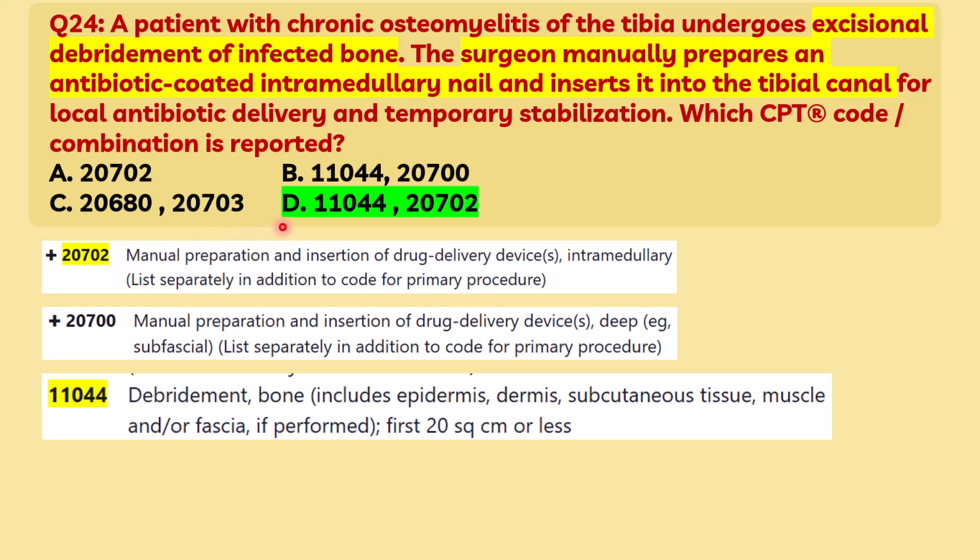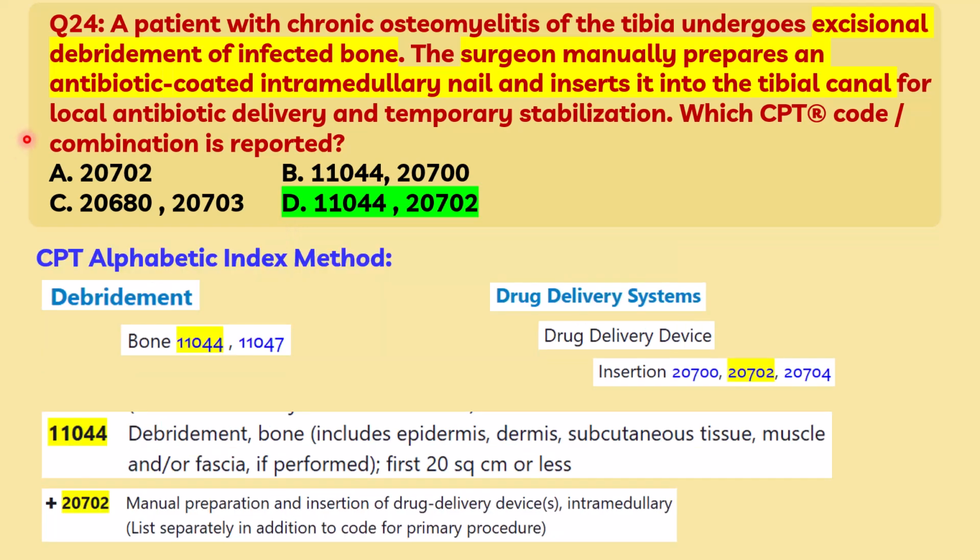So if you want to find the answer using the CPT alphabetic index, for the primary procedure, that's the debridement, go for the main index term debridement, then go for the subterm bone. It will lead you to the following two codes. Again, come back to the tabular list and confirm. Then for the drug delivery device, go for the main index term drug delivery system, then go for the subterm drug delivery device, then go for the subterm insertion. It will lead you to the following three codes. Again, come back to the tabular list and confirm the answer. Once you confirm, the correct answer will be answer D. So keep in mind, for this drug delivery device insertion, all codes are add-on codes.